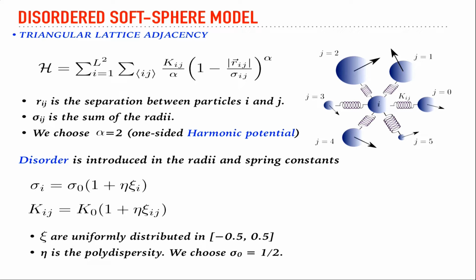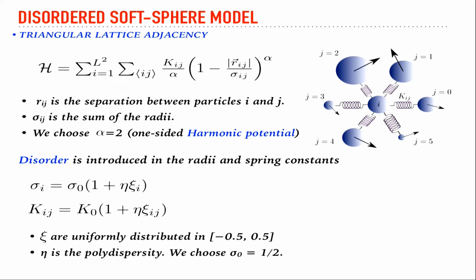You can also introduce disorder in the stiffness between the interactions. So this Kij represents the stiffness of the springs between the two particles. Or you can also have disorder in external forces that have been placed on each particle. So this is a generalized soft sphere model where you have external forces acting on every particle, and you have different sized particles, and you also have different stiffnesses between them.